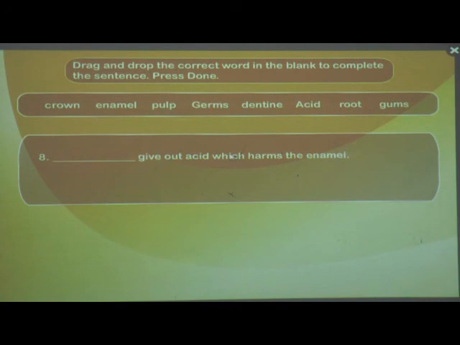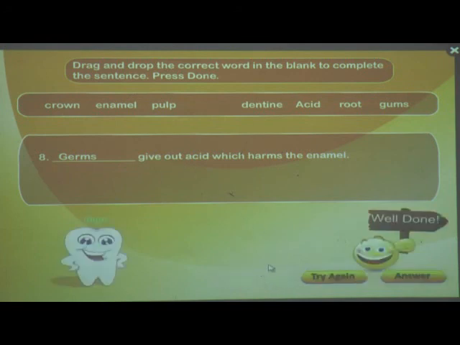Dash gives out acid which harms the enamel. Which of these have we all used? Now only germs are remaining. We will see. Germs give out acids which harm the enamel. Yes, in this way we finished our lesson.